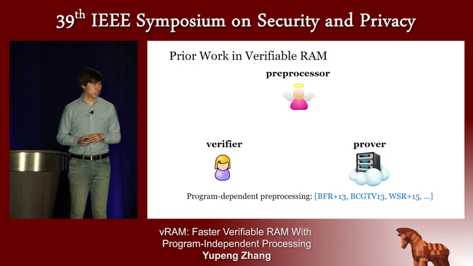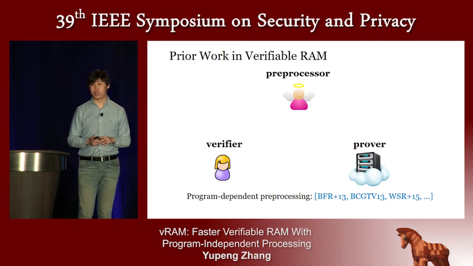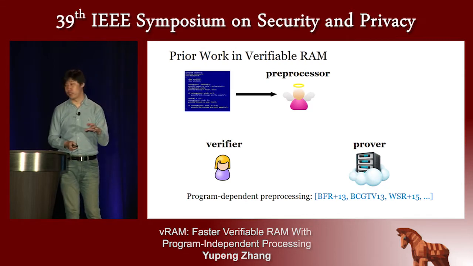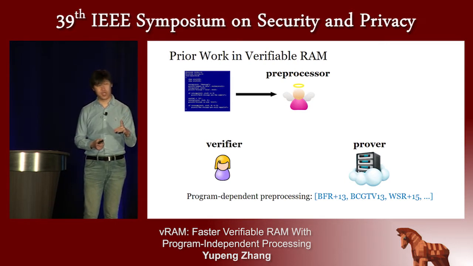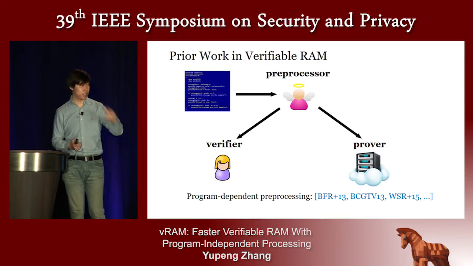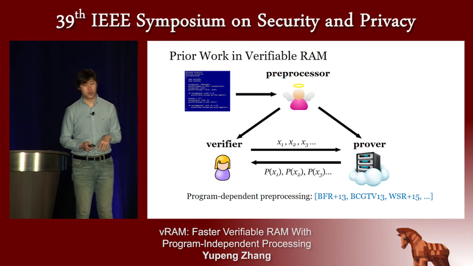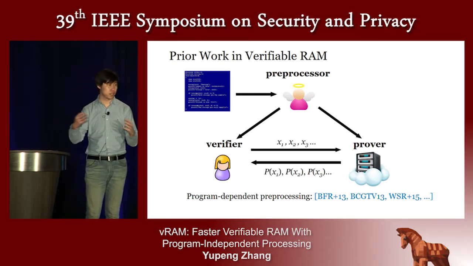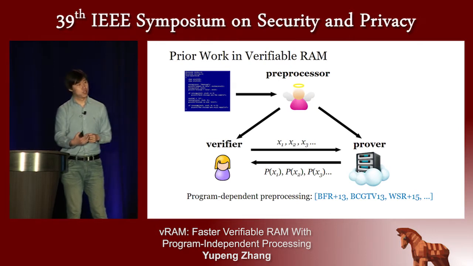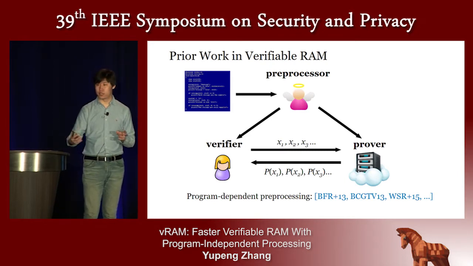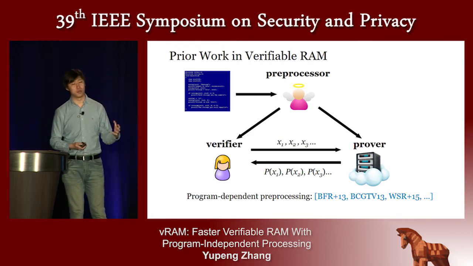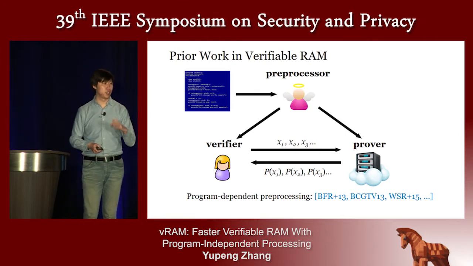So the prior work in the literature of verifiable RAM can be roughly classified into 2 categories. And the first category is called program-dependent preprocessing. It requires the program to be known ahead of time by the preprocessor to generate the public parameters. And the public parameters depend on this particular program, and the verifier can only use it to validate the same program, but potentially running on different data. And because the program is known ahead of time, usually the program-dependent preprocessing systems can achieve a relatively better prover efficiency. But if the verifier wants to validate another program, she needs to run the preprocessing again, which is very expensive and must be trusted.